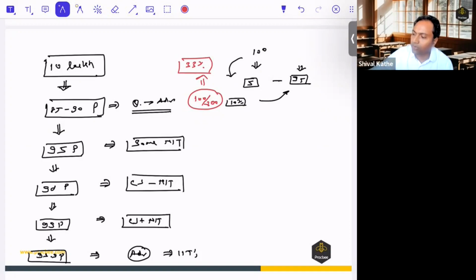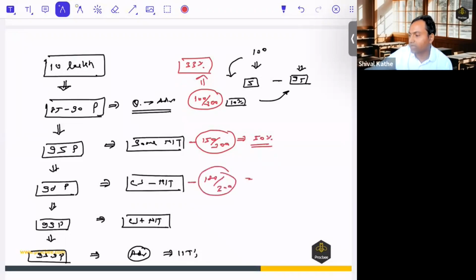I'm not exactly talking about what happened last year, because that data is not relevant. Now, if you talk about 95 percentile, what you will require is somewhere around 150 marks out of 300. That is nothing but 50% marks. And if I talk about the third, 98 percentile, it means somewhere around 180 marks. So this is approximately 60%.